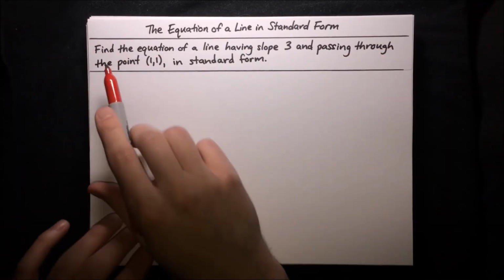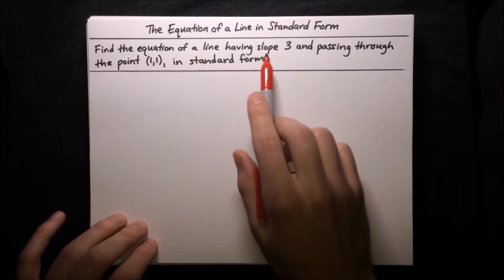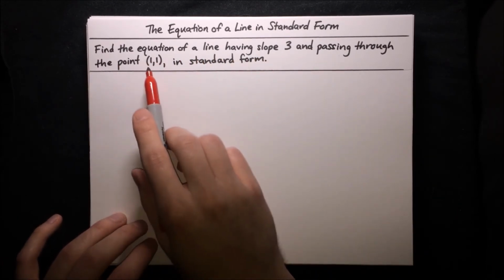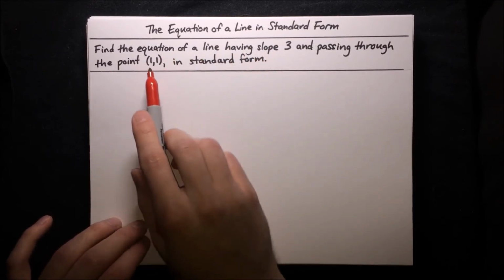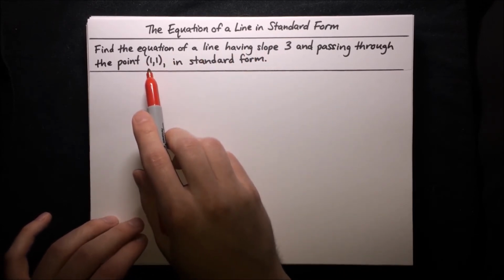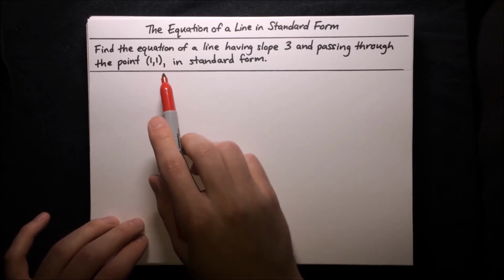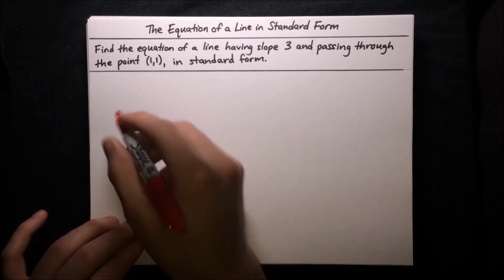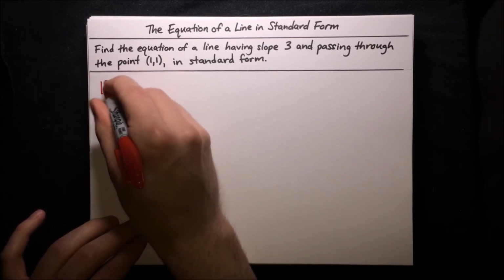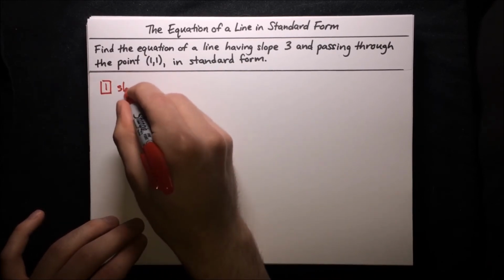Now the next question is to find the equation of a line having slope 3 and passing through the point 1, 1 in standard form. Now when dealing with slopes and particular points, it's always easiest to use slope-intercept form, and we saw previously that we can convert from slope-intercept form to standard form. So why don't we start out by first finding the slope-intercept form.